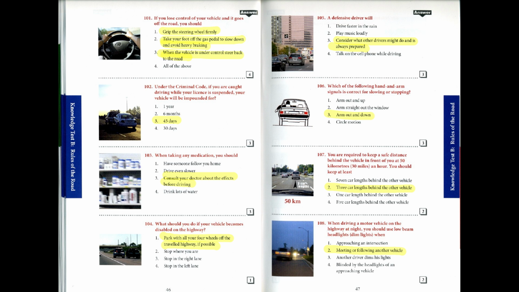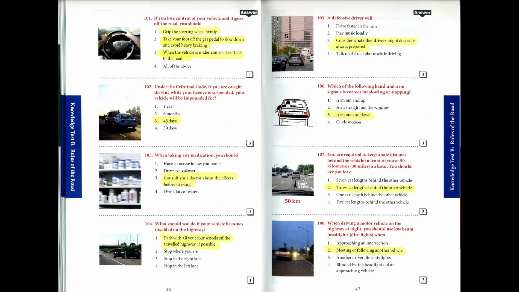Number 102. Under the Criminal Code, if you are caught driving while your license is suspended, your vehicle will be impounded for 45 days. Number 103. When taking any medication, you should consult your doctor about the effects before driving. Number 104. What should you do if your vehicle becomes disabled on the highway? Park with all four wheels off the traveled highway, if possible.